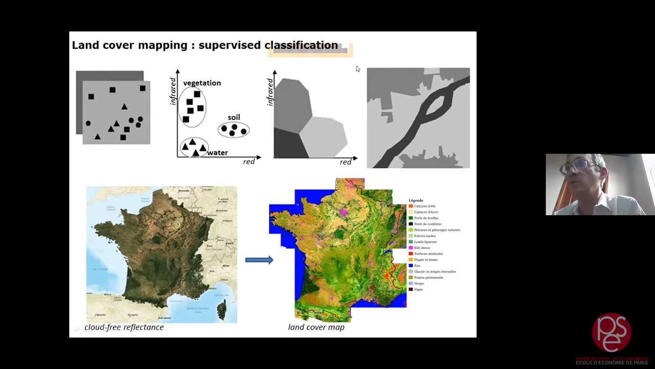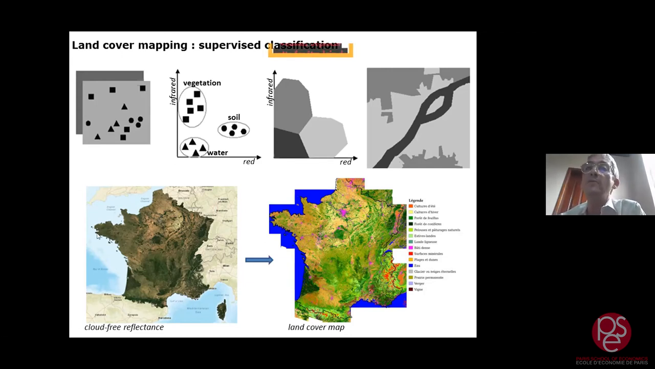So this is the classical way to do land cover mapping with satellite imagery. This is an example of a land cover map, which is published by CESBIO, my former lab in Toulouse, based on the cloud-free reflectance computed for the whole of France. The clouds are removed with the time series. When we have one image every week, we look for each pixel for a date in which we don't have cloud, so that we are able to make a mosaic which is cloud-free.